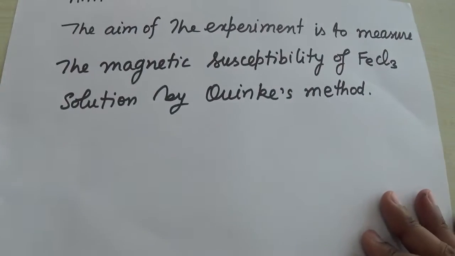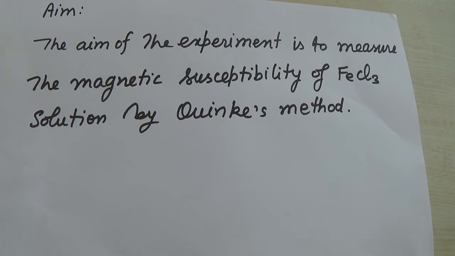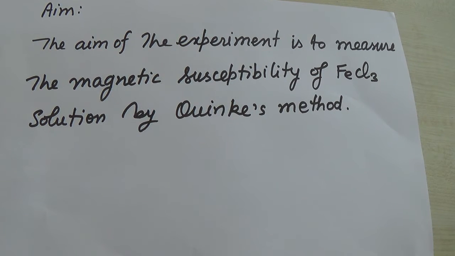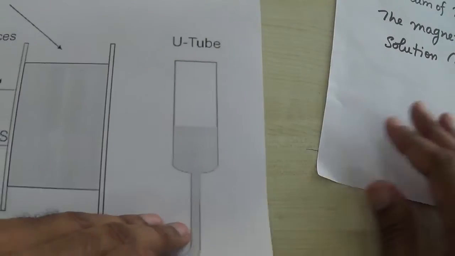But as you know, in this particular experiment where we measure the magnetic susceptibility of FeCl3 solution by Quincke's method, sometimes the level rises up and sometimes it falls down from the equilibrium position. So what is the reason behind this?